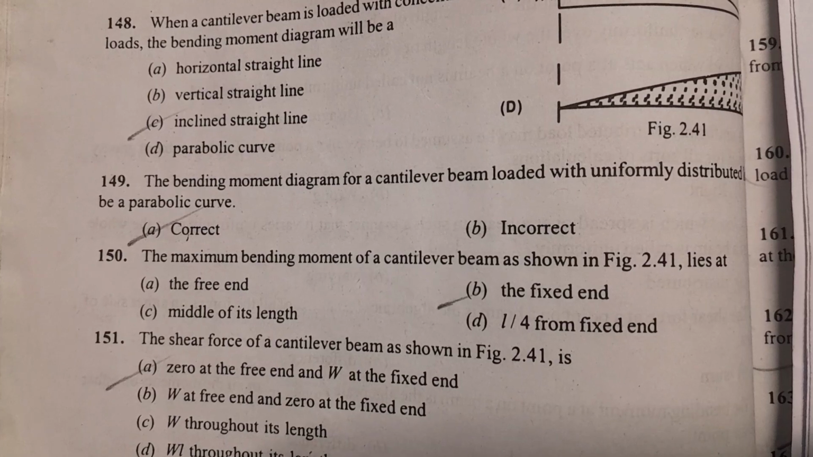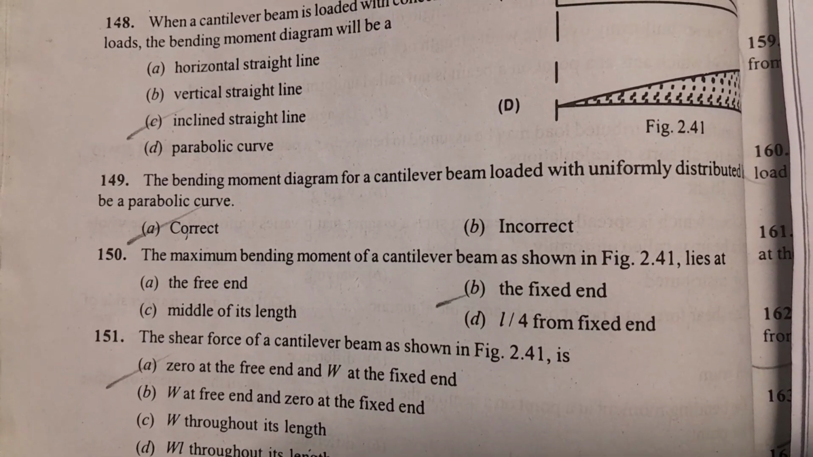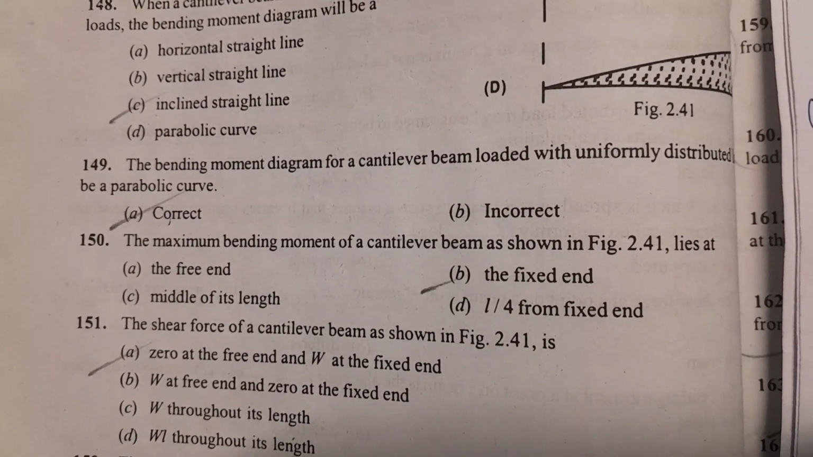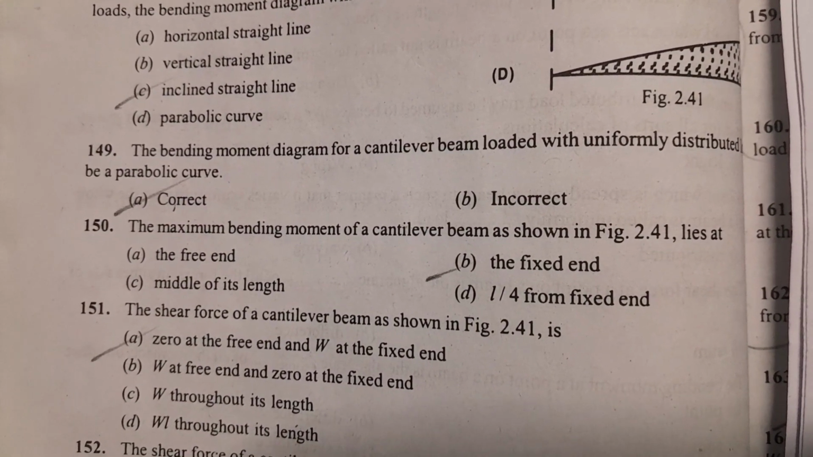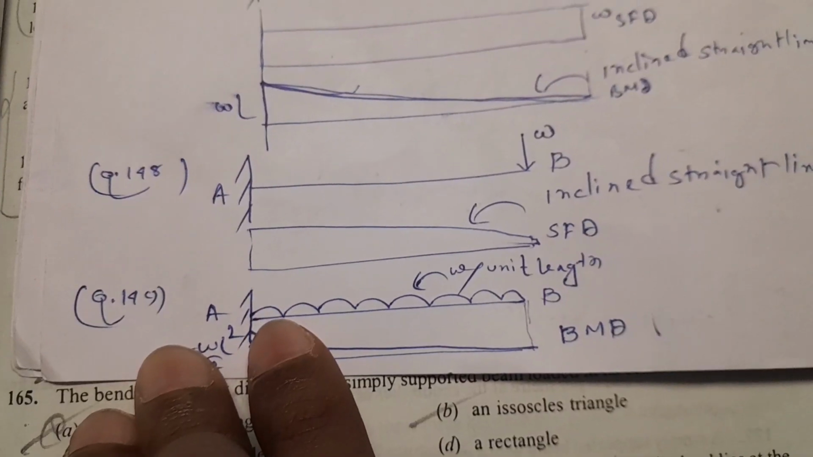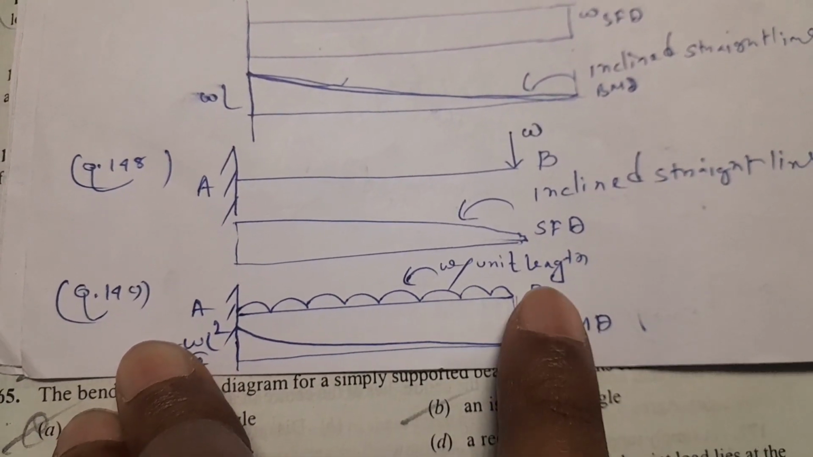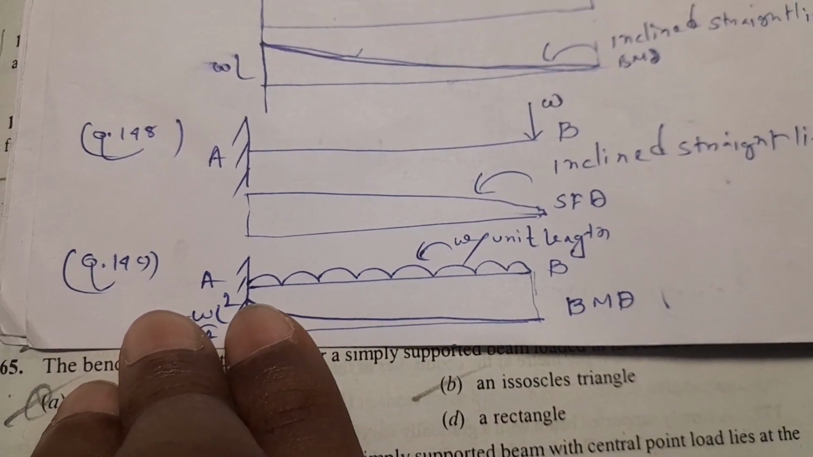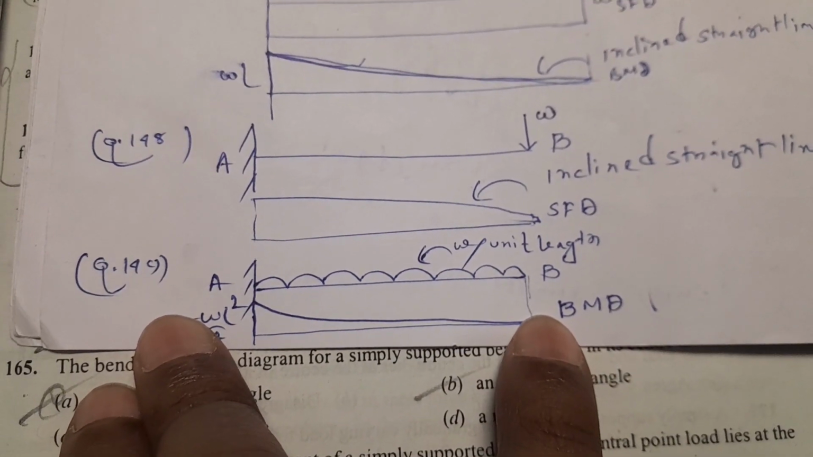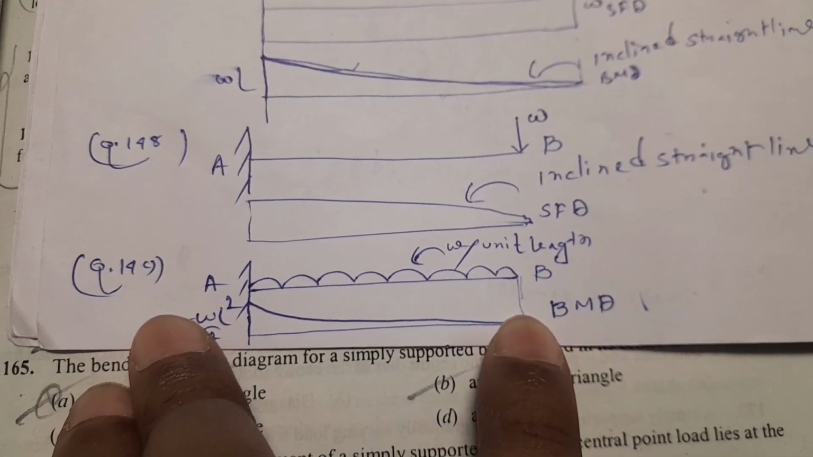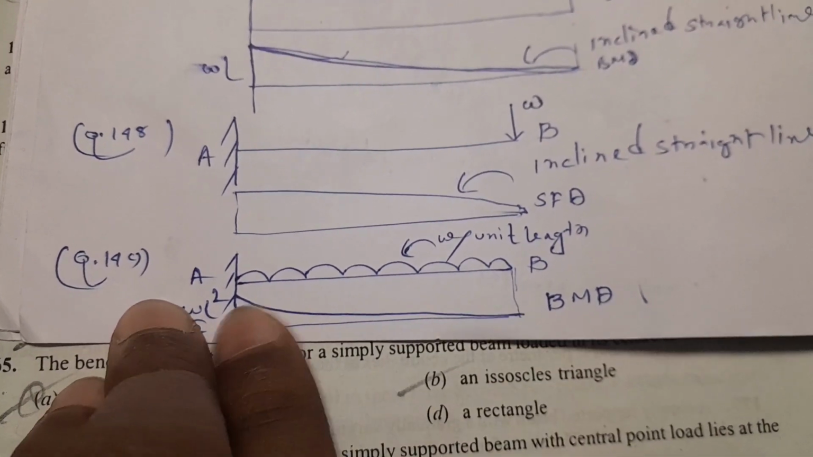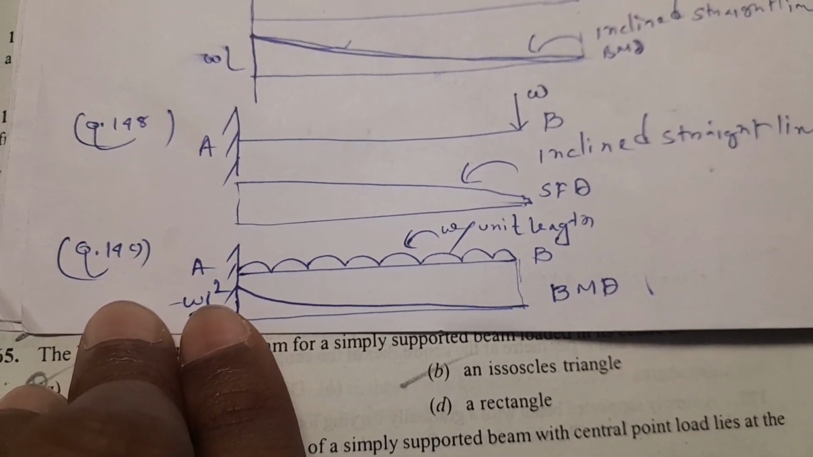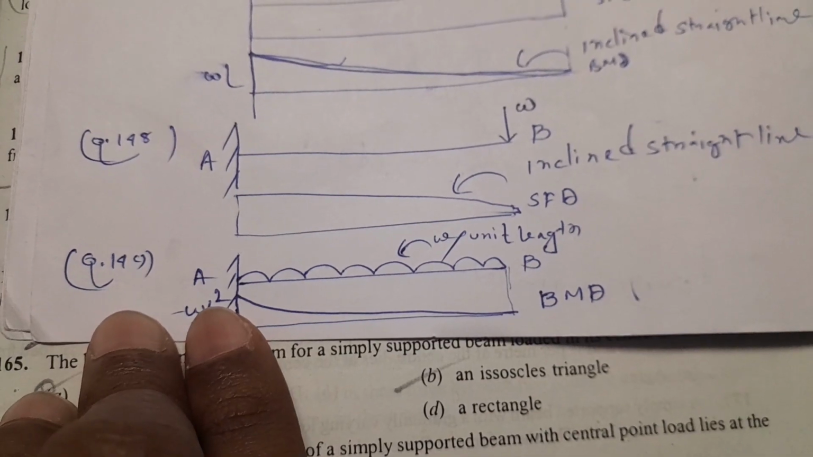Next question 149. The bending moment diagram for a cantilever beam loaded with uniformly distributed load will be a parabolic curve. Option A is the correct answer. This is the cantilever beam subjected to a uniformly distributed load W per unit length. The bending moment diagram will be a parabolic curve, with bending moment 0 at the free end, and maximum WL square by 2 at the fixed end. How does WL square by 2 come?